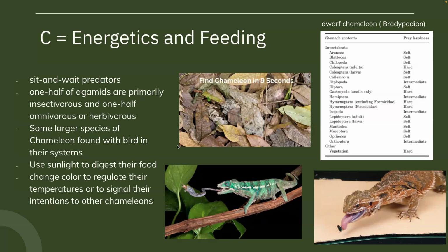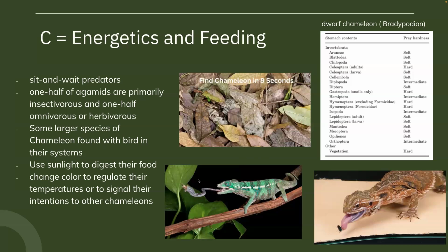And they can change color to regulate their temperature or to signal intentions to other chameleons, which we'll get into in the behavioral section. But I like this picture. If you guys can try finding it, it took me a couple of seconds. I don't know if it was 9, but have fun with that one.